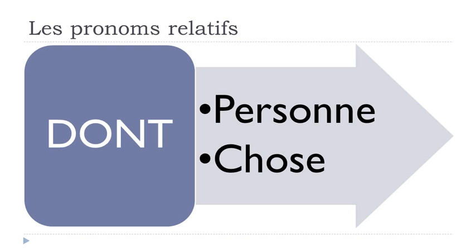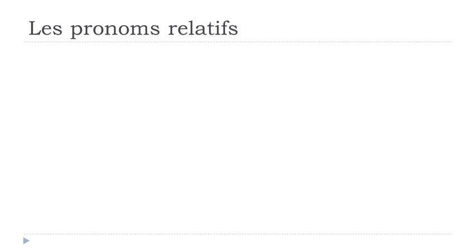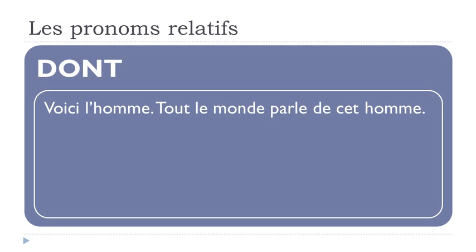And as we did previously, we'll first start with the personne, and then after that, une chose, a thing. Voici l'homme, tout le monde parle de cet homme. Okay, so voici l'homme, here is the man. Even if it looks a bit strange to have a short sentence like that, it was for the example, so I thought it might be useful. And then tout le monde, everybody, parle, to talk, de cet homme.